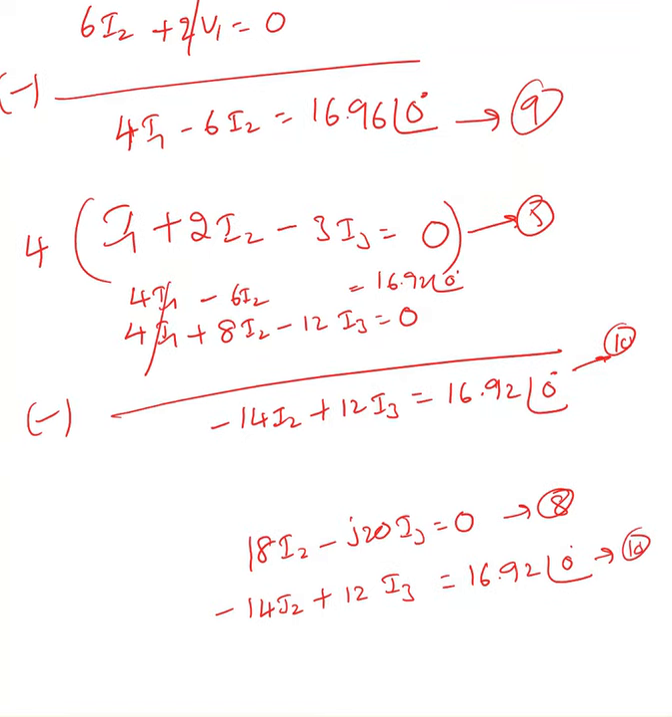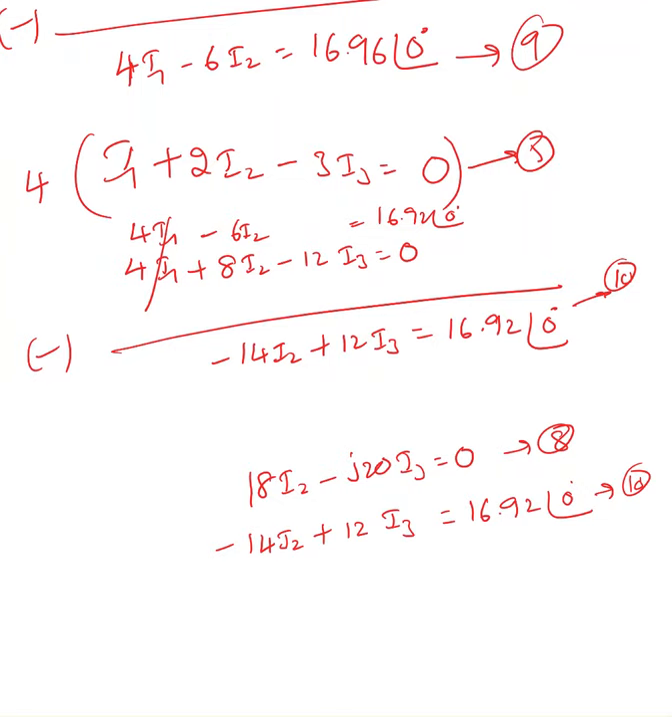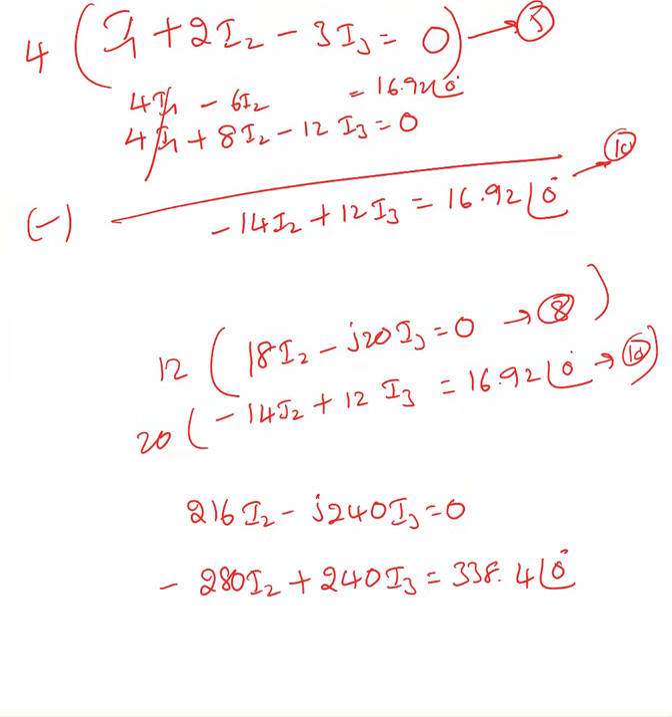Now to eliminate I3, the simple way is to use the coefficients of I3. I'm going to multiply this with 12, and this with 20. After multiplying with 20, equation 10 is going to be minus 280 I2 plus 240 I3 equal to 338.4 at an angle of 0. Multiplying equation 8 with 12, it's going to be 216 I2 minus J240 I3 equal to 0.